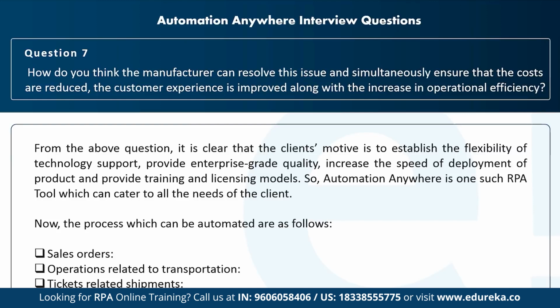Similarly, for operations related to transportation, activities such as identifying recent failures, extracting the reason for failure, and finally notifying the related teams via emails to resolve can be automated using various activities in Automation Anywhere. And finally, coming to the tickets related to shipments, the bots can automatically create a ticket related to the customer query, and once the ticket has been resolved, an email can be sent to the respective client, right? So guys, these are the processes which can be automated. That is the sales order, the operations related to transportation, and tickets related to shipments.